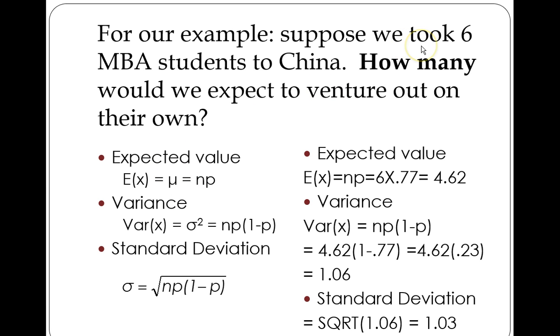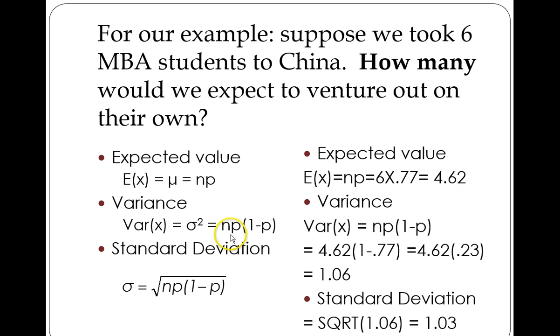Now, I'm going to tell you I actually took 6 MBA students to China, not just 3. So how many would we expect to venture out on their own? Okay, well that's the expected value, which is the mean, which is np. So now there were actually 6 of them, that's n, times 0.77 is 4.62. I would actually expect 4 or more of them to venture out on their own out of the 6. So I guess I got off easy since Bonnie was the only one that did.